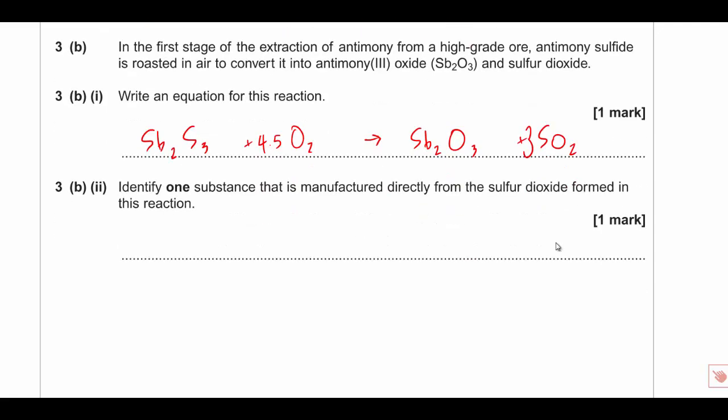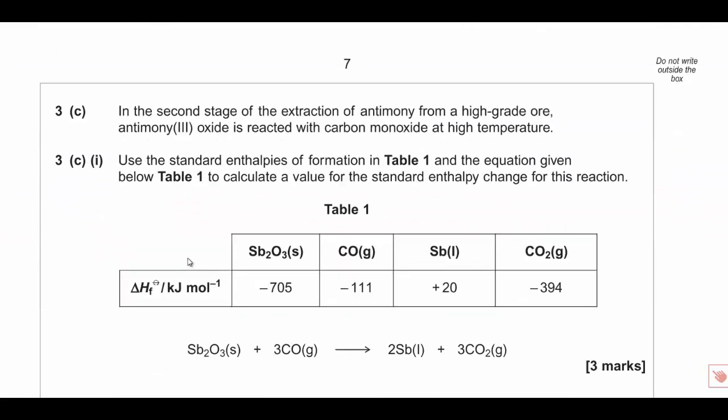Nice. Identify one substance that is manufactured directly from the sulfur dioxide formed in this reaction. I would probably go sulfuric acid on that one. Sulfur dioxide making sulfuric acid. Yes, happy with that. Other options as well, sulfur trioxide and things. I would go sulfuric acid personally. Contact process.